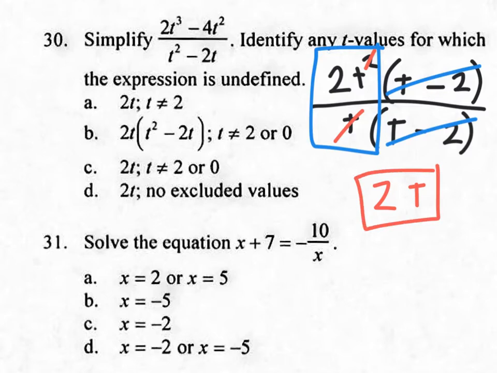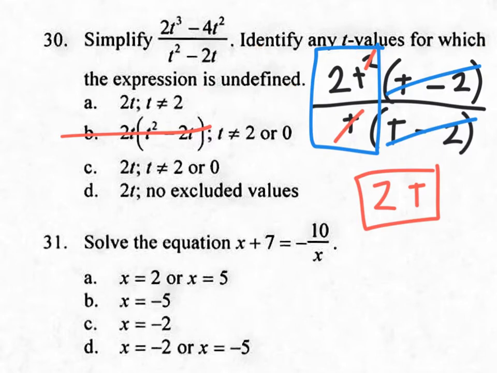Now, that really doesn't help us at all. Well, it does a little, because the first part is your answer, and as you can see right here, the answer is 2t. Right here, it's something else, so it definitely cannot be b. But this one's 2t, and this one's 2t. But the second part says, identify any t-values for which the expression is undefined.